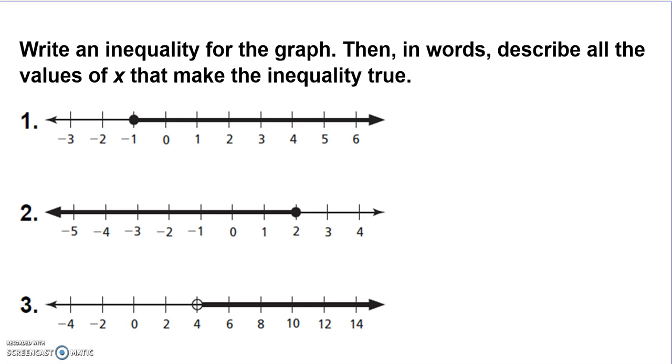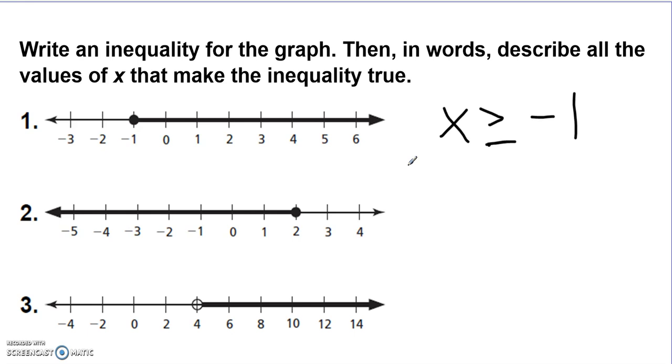So now these problems say, write an inequality for the graph. Then, in words, describe all of the values of x that make the inequality true. Okay, so for the first graph, we have that x is greater than or equal to, because the dot is filled in, -1. And then in words, you would just write x can be any number greater than or equal to -1.